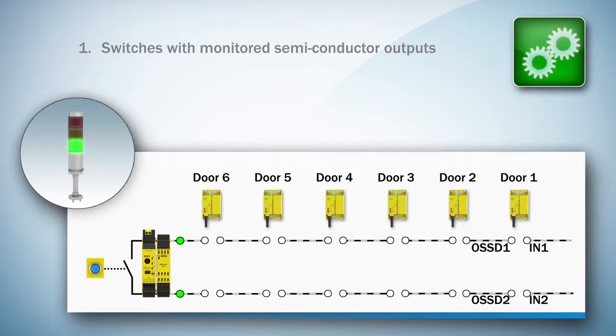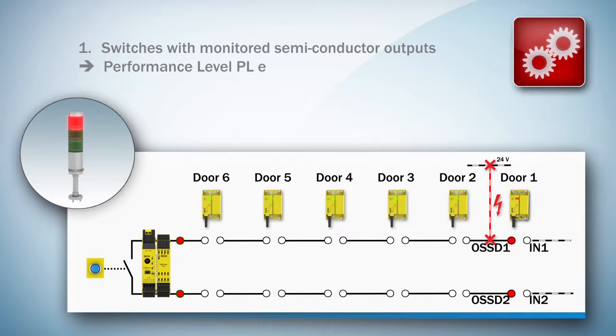Test pulses of OSSD outputs enable the safety switch to constantly monitor the channels for failures. In case of a short circuit, both outputs will be switched off, stopping the machine. This failure detection allows the achievement of the highest performance level, even in the cascade.